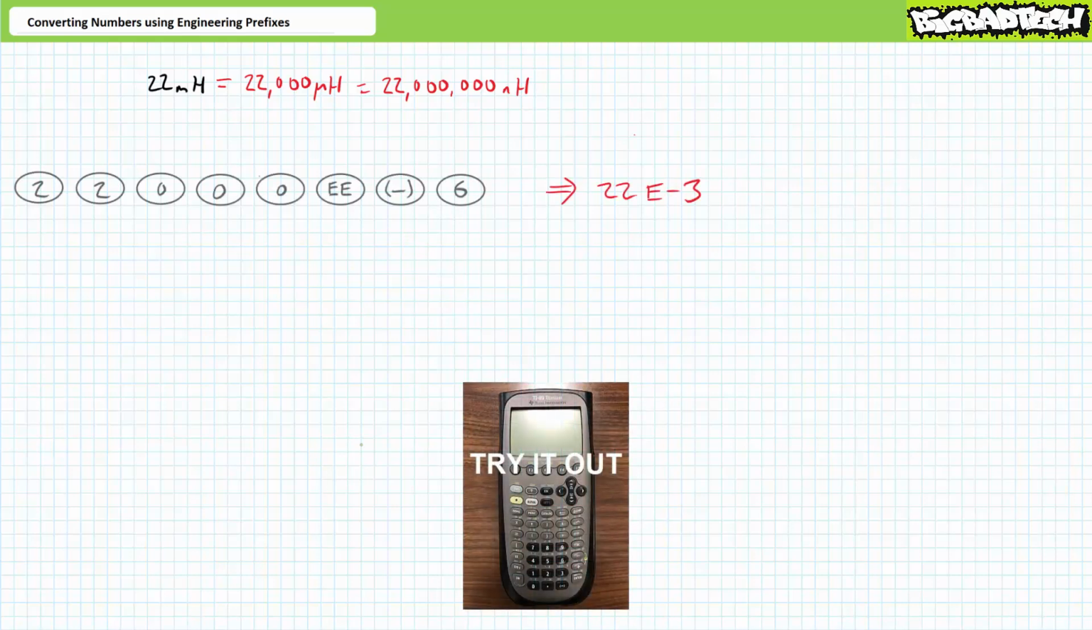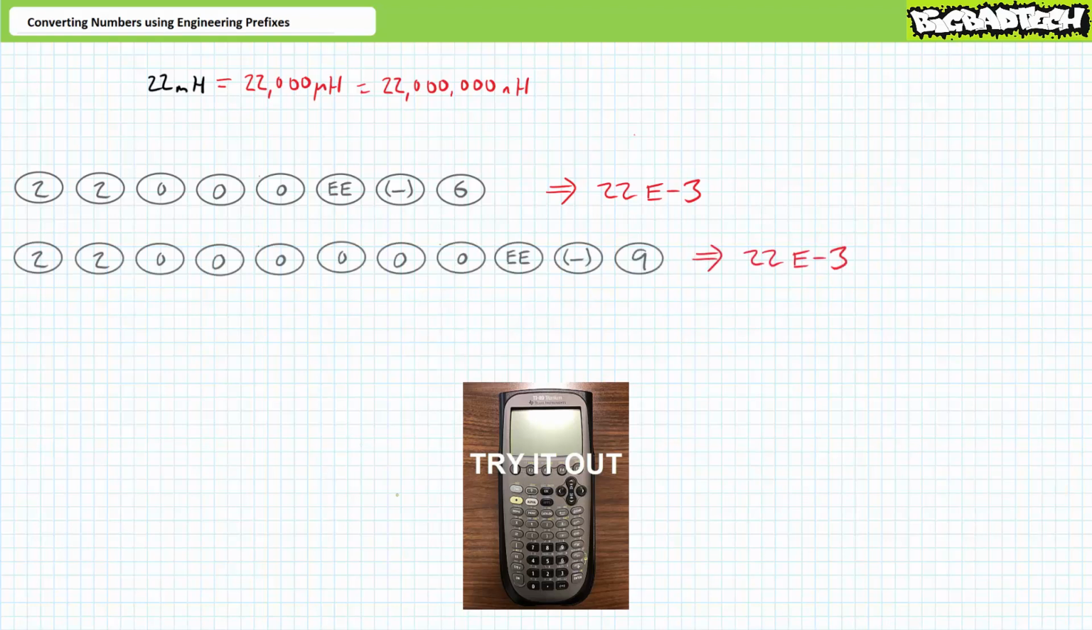Enter 22 microhenries as 22,000 EE negative 6 and press enter. The TI-89 immediately places it in proper engineering format as 22e negative 3 or 22 millihenries, demonstrating 22,000 microhenries is indeed equivalent to 22 millihenries.